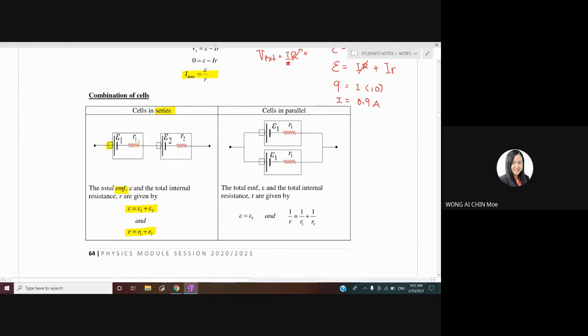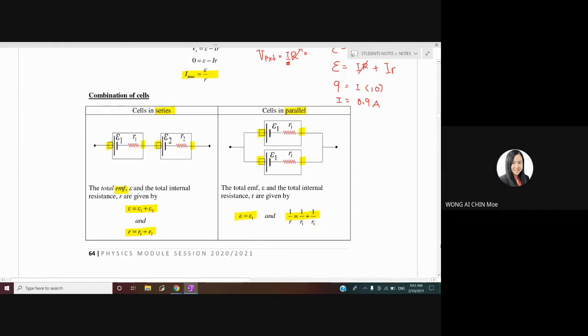Positive, negative, negative, and then positive, and then negative. This one is connected in series. If the cells are connected in parallel, parallel meaning positive with positive, negative connected with negative. In this case, because it's parallel, our EMF for both is the same, E1 equals E2. But our resistor, because it's parallel, we need to use 1 over R1 plus 1 over R2.